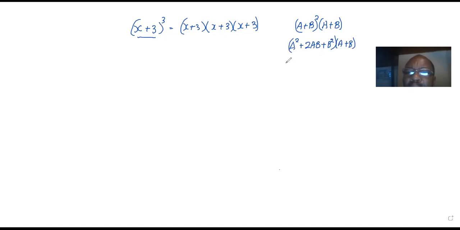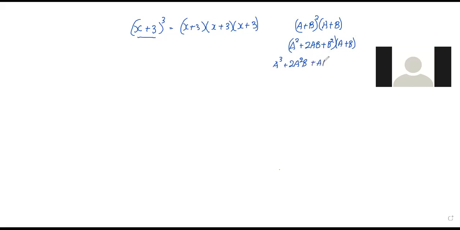A times a squared is a cubed. A times 2ab is going to give me 2a squared b. A times b squared is going to be ab squared. B times a squared is going to be a squared b. B times 2ab is going to be 2ab squared. B times b squared is going to be b cubed.